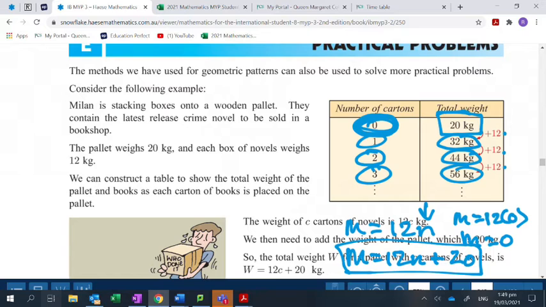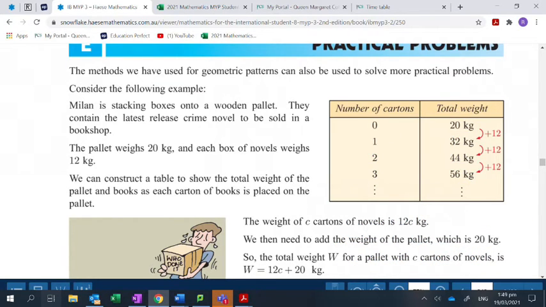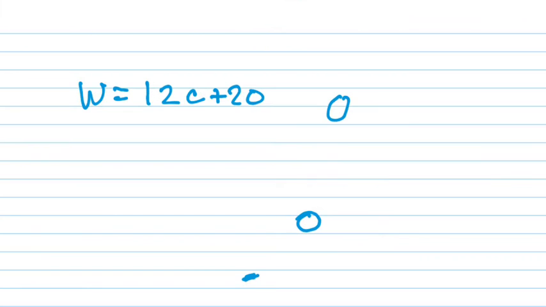Now, the difference here is that we are talking about specific items in this case. We're talking about the weight of cartons, right? And the number of cartons. So, if we're talking about weight, that's why they use W. So W equals 12C plus 20. Let's just go to paper background so you can see that a little closer.